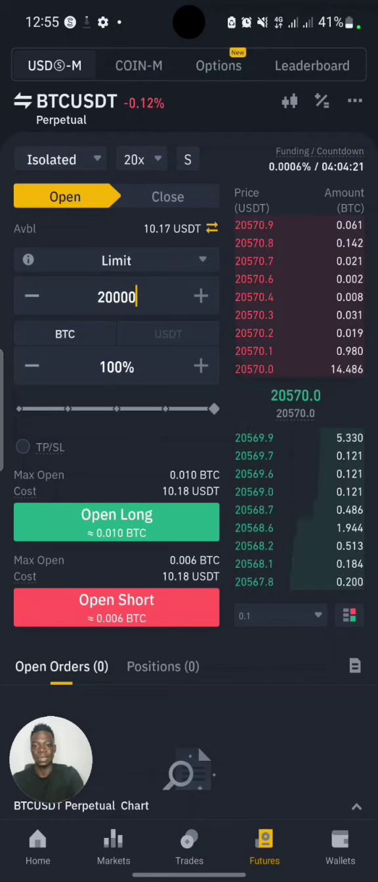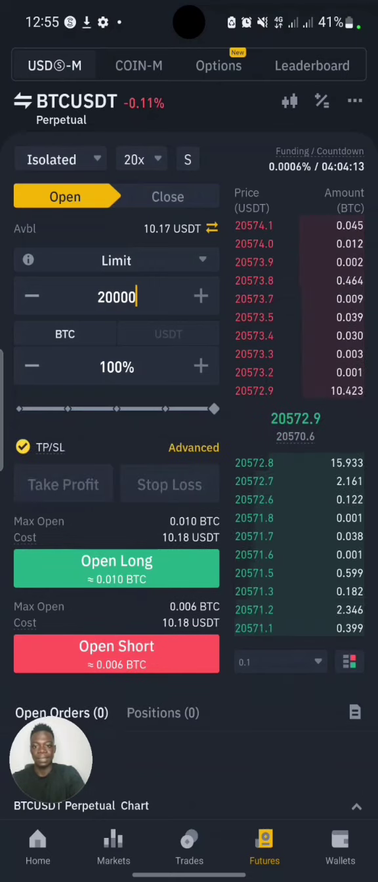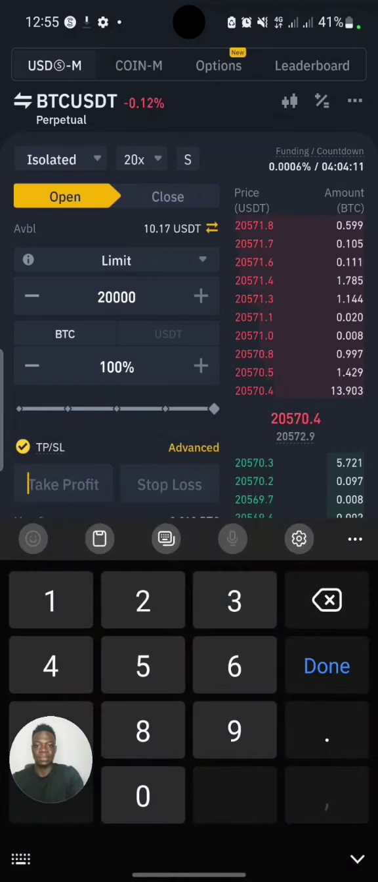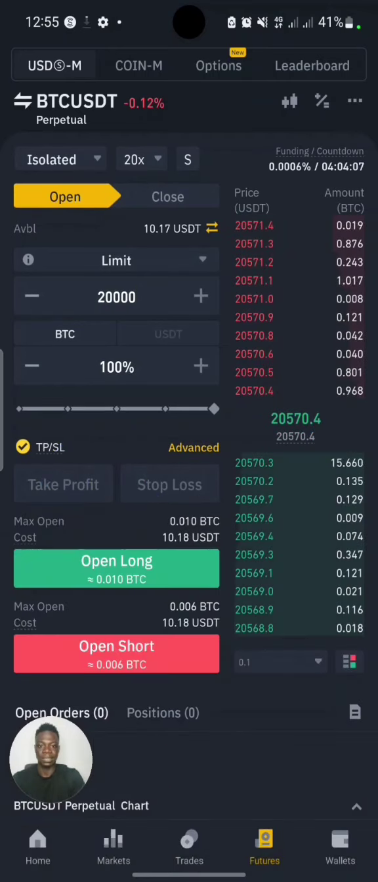Now this is where you can set your take profit and stop loss here. Now if I mark it, you see I can enter my take profit and then stop loss before I enter the market. That's how to go about it. So let's check. Okay, what next?